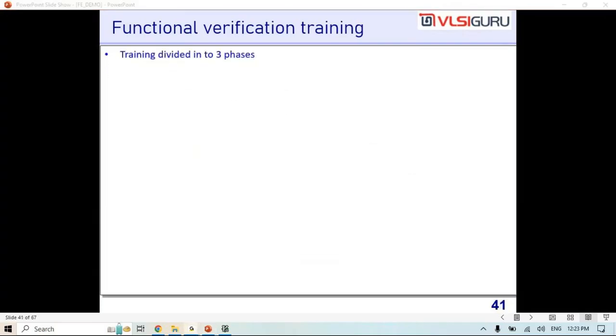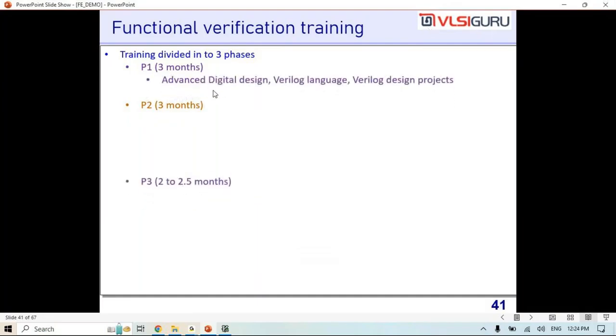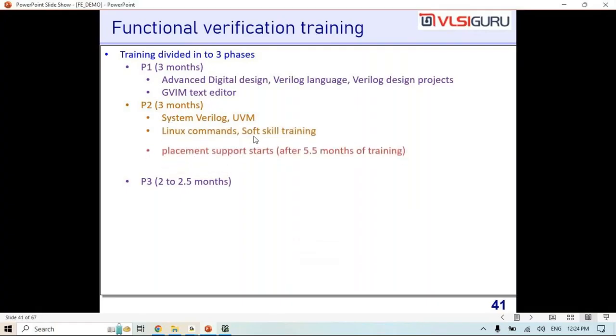Next, talking about functional verification training, it is divided into 3 phases. The first phase is around 3 months, the second phase is 3 months, and the third phase is around 2 to 2.5 months. During phase 1, we do advanced digital design, Verilog language, Verilog projects. We also do the GVim text editor and some other essential things. In phase 2, we do SystemVerilog and UVM, Linux commands and soft skill training. And from here, placement support will start.